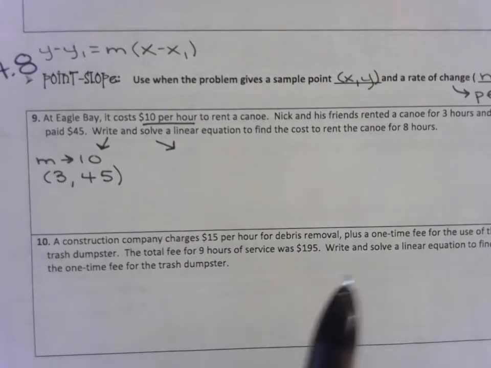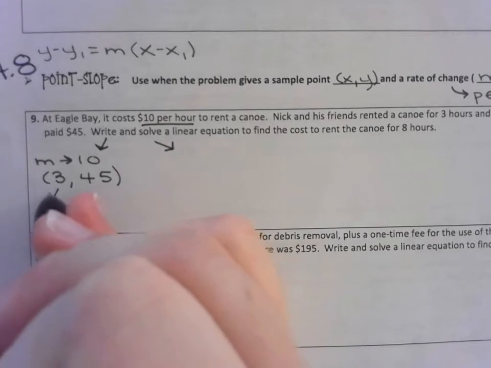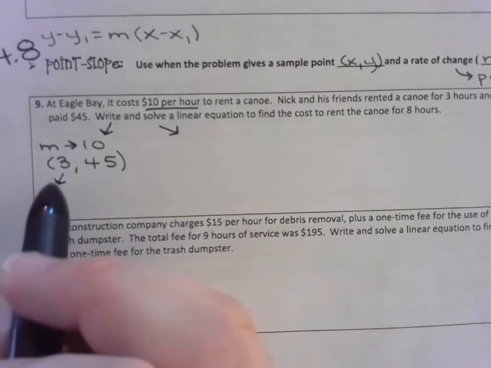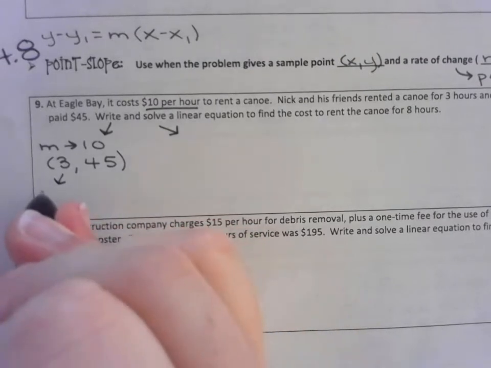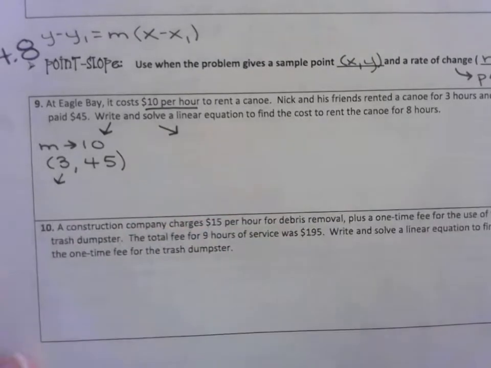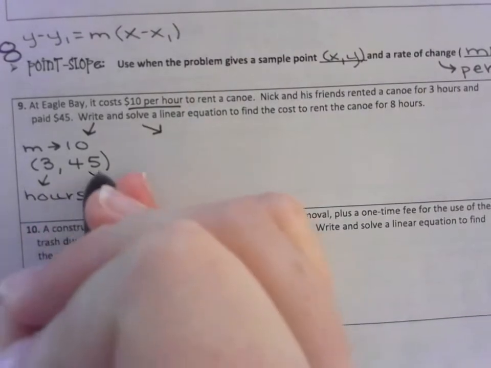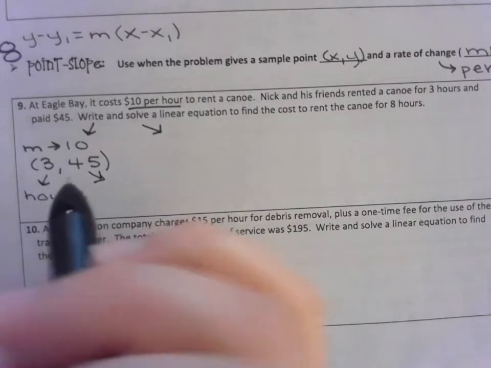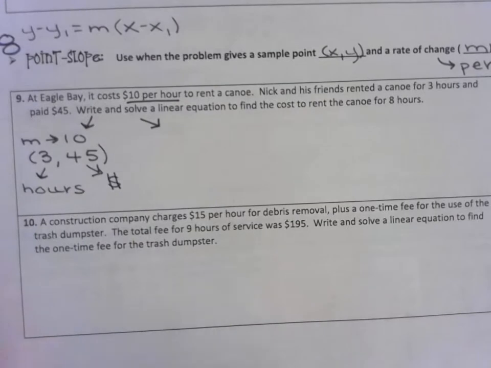Now, what I want you to do is label which is which. So 3 is my x value, and that represented what? The hours. 45 is my y value because it's x comma y, and that represented what? Money. So I want you to label it like this because I want you to be able to see, okay, when I'm talking about money, I'm talking about the y value. When I'm talking about hours, I'm talking about the x value.